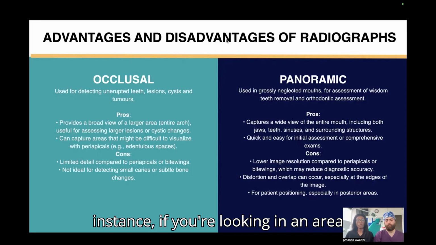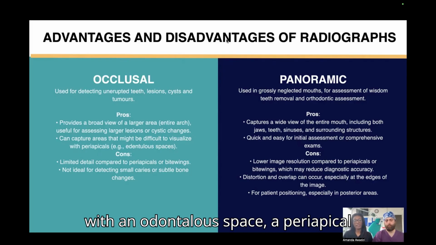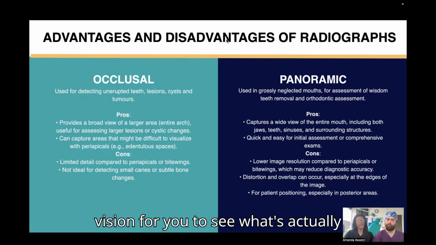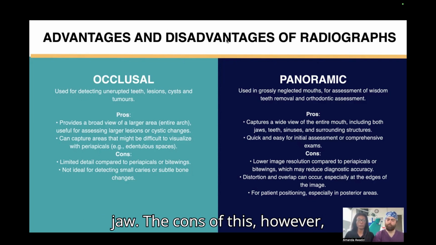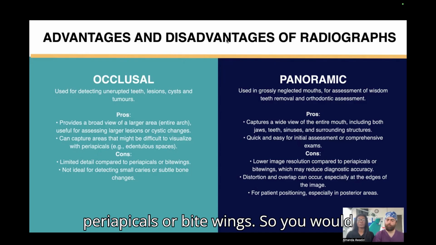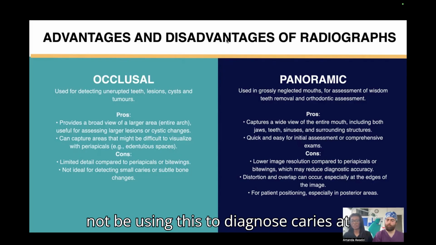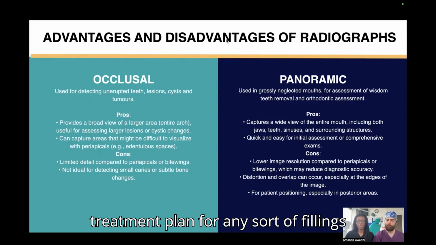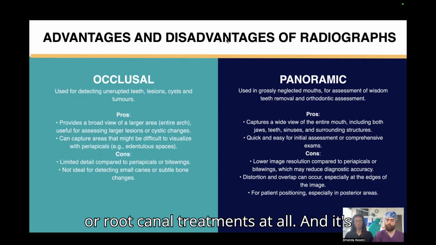So for instance, if you're looking in an area with an edentulous space, a periapical will not have a good enough field of vision for you to see what's actually going on depending on the area of the jaw. The cons of this, however, are there are limited details compared to periapicals or bite wings. So you would not be using this to diagnose caries at all. You would not be using this to treatment plan for any sort of fillings or root canal treatments at all.